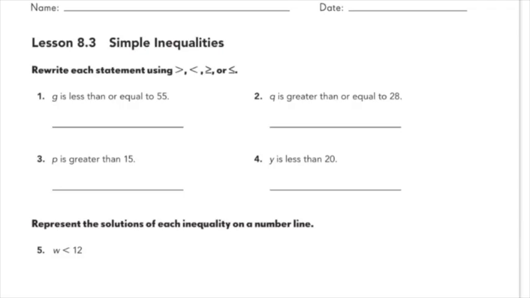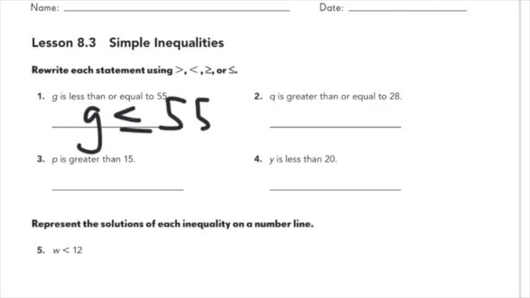Okay, this is our lesson on simple inequalities. So we're going to rewrite each statement just using a greater than, less than, greater than or equal to, or less than or equal to. So the first one, fairly easy. It says G is less than or equal to 55. Basically what that means is that G can be 55 or less.